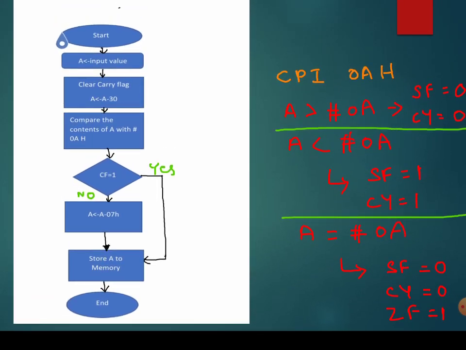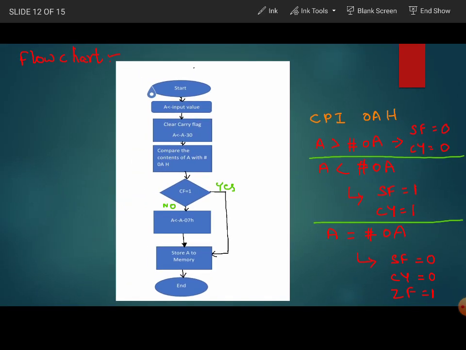Next, take the input value into the accumulator register and clear the carry flag. After clearing the carry flag, subtract 30H from the accumulator. Obviously the result will be in the accumulator register only. Then compare the contents of the accumulator with 0AH. So what is the instruction to be used? CPI 0A: compare the content of the accumulator with the immediate data 0AH. Now see here, when you are comparing any two numbers, one number may be greater than the other number, less than the other number, or equal to the other number.